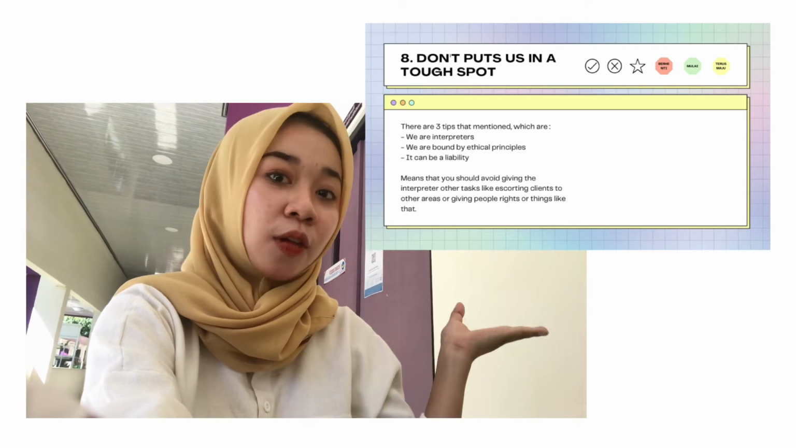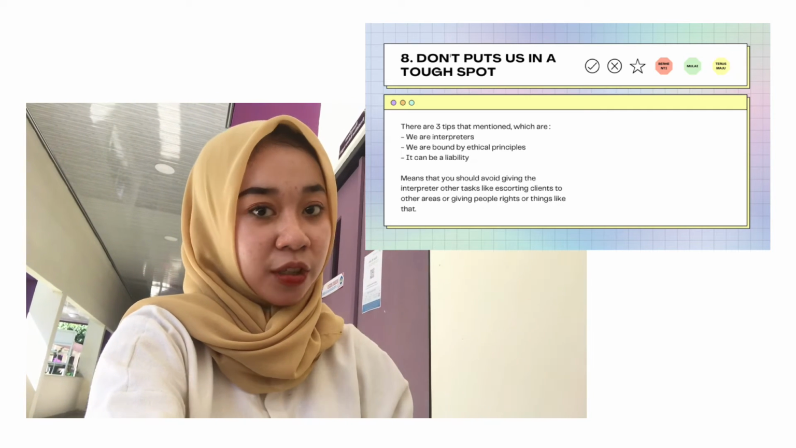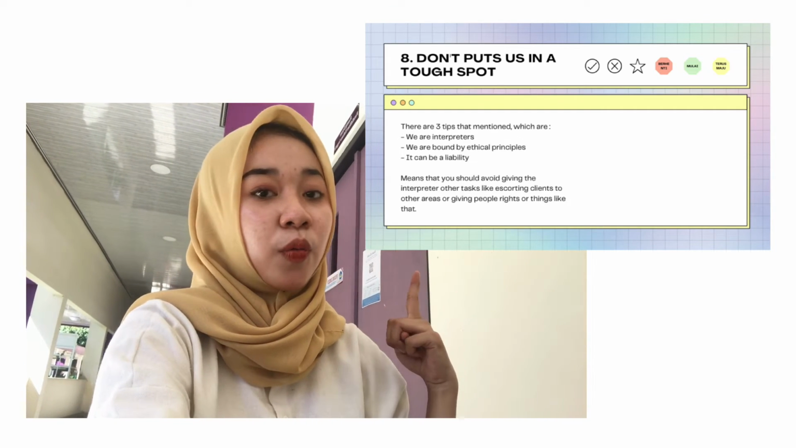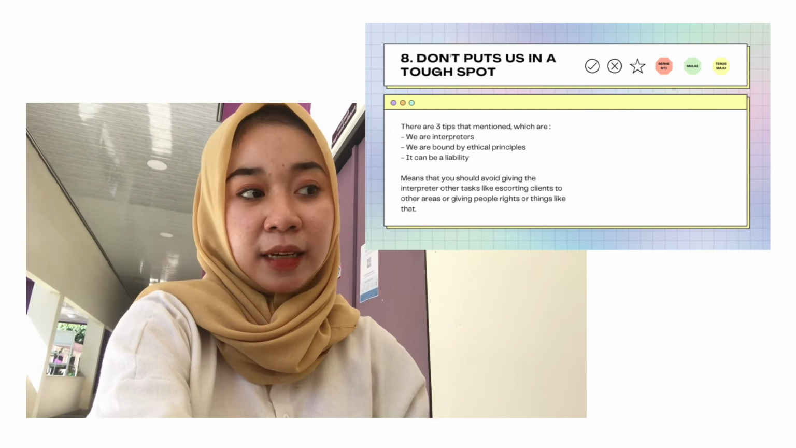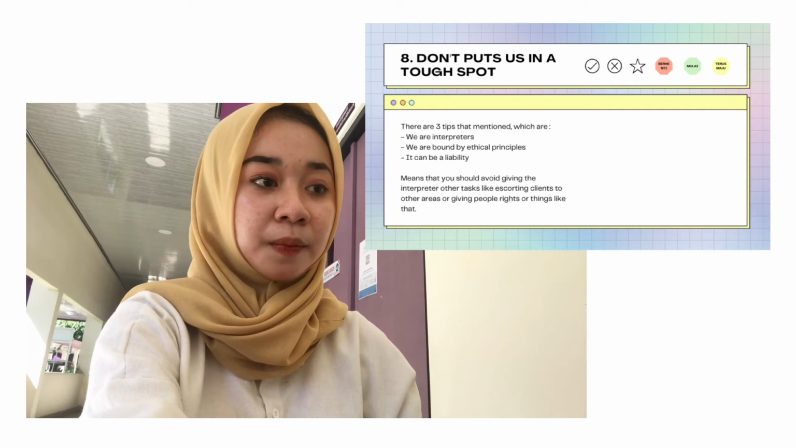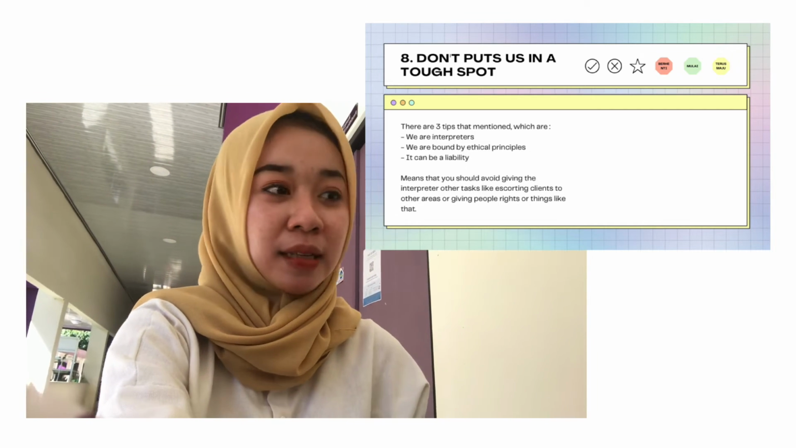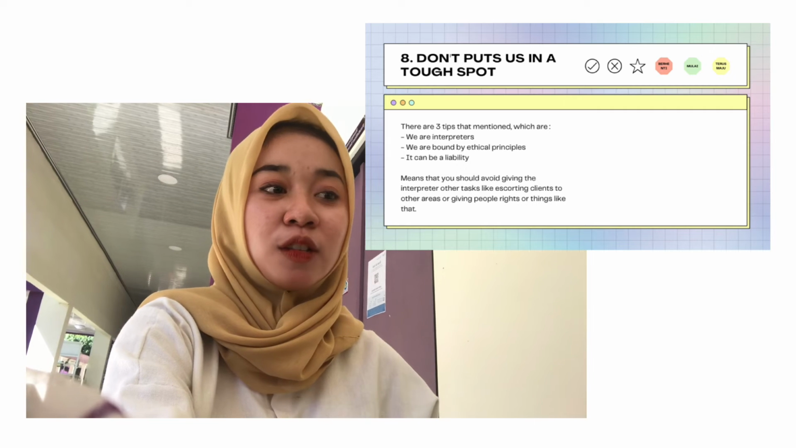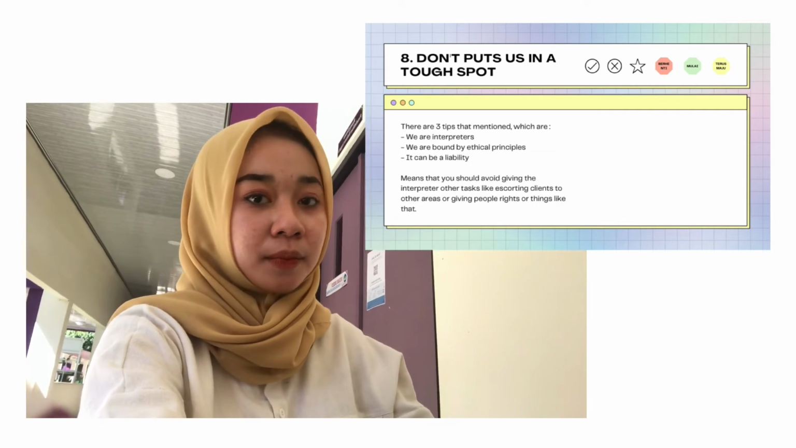And then number 8 tip is don't put us in a tough spot. So there are also 3 tips mentioned, which are: the first one, we are interpreters, we are bound by ethical principles, and the last is it can be a liability. This means that you should avoid giving the interpreter other tasks, like escorting clients to other areas or giving people rights or things like that.